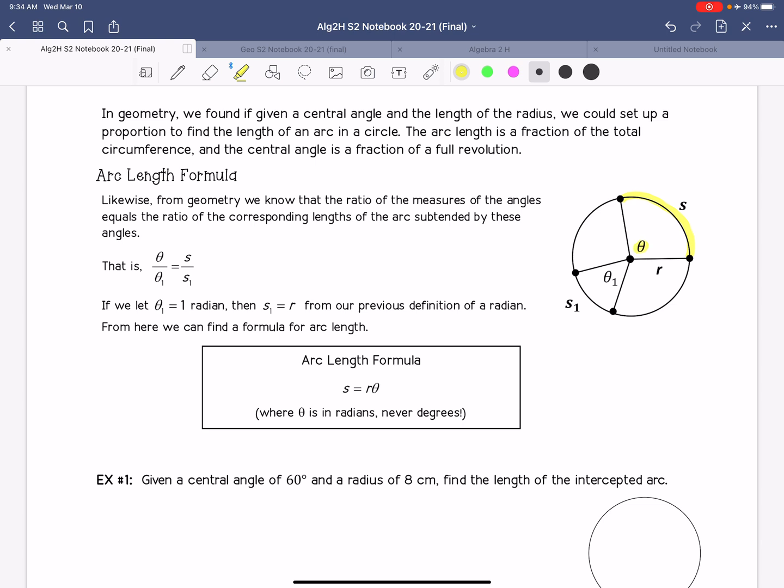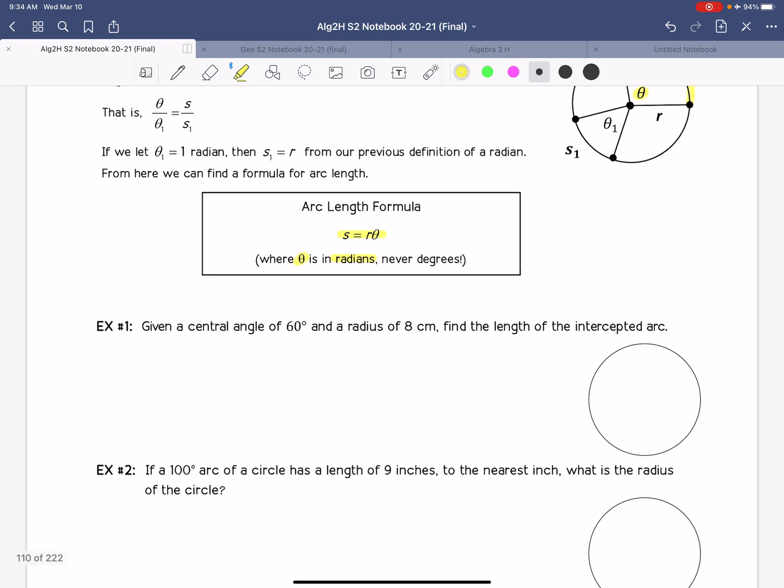The formula we're going to use is S equals R theta. S is your arc length, R is your radius, and theta is your angle. Key thing here: theta is always going to be in radians. We're never going to use degrees for this formula. So you always need to check, am I in degrees or radians, and make sure that you're in radians.